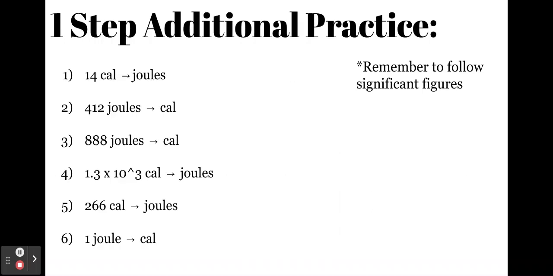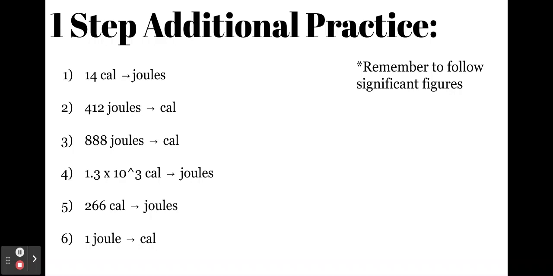So these are some additional practice problems. These are just one-step questions between calories and joules. Oh, and number 4 is just 1.3 times 10 to the third calories. But if you want to take a minute to pause the video and try some of these, I will go over the answers in just 1 second.